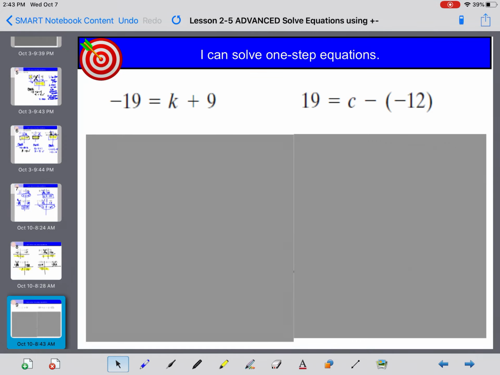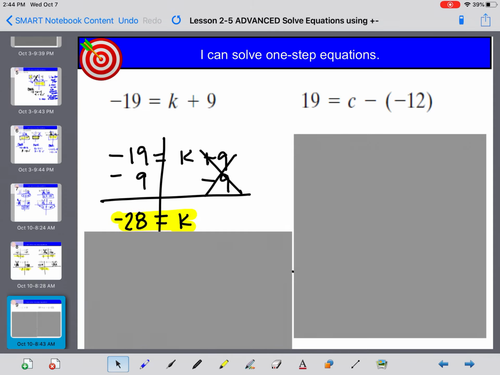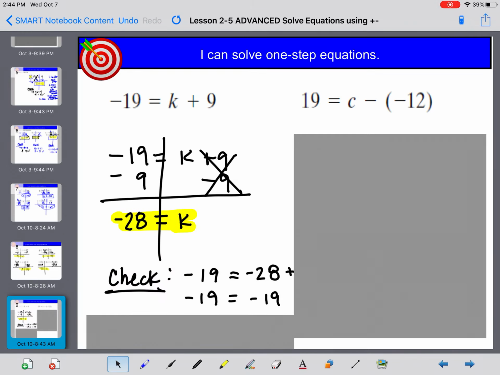Okay, we're going to try 2 more. Pause the video, try these 2, then come on back and compare your answers to mine. All right. With this one, I see my variable is on the right, k plus 9. So I draw a line down the equal sign, and I do the inverse of adding 9, which is subtracting 9, and I get k equals negative 28. I check my work to find out my answer is right.